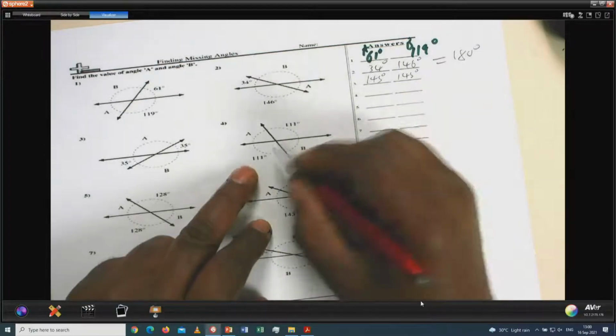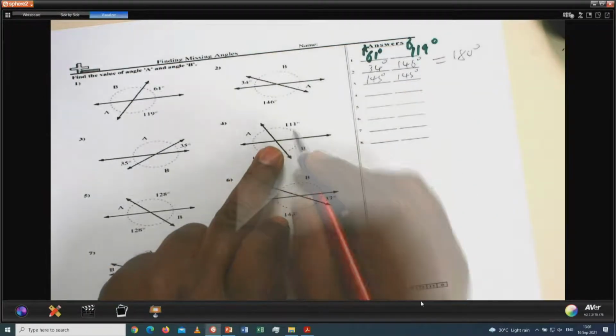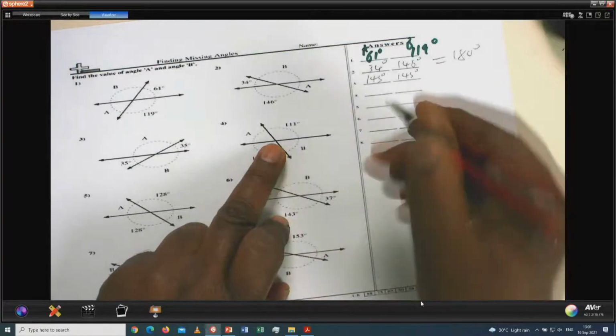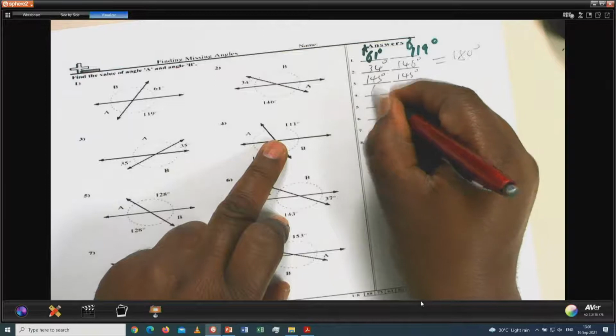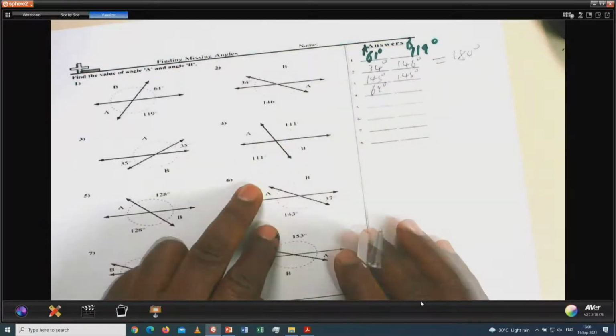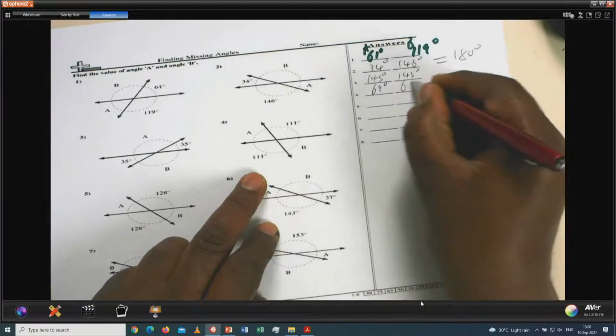Right? A will be, what do you need to add to 111 to get 180? 69. A is 69. And A is vertically opposite B. Therefore, 69 degrees.